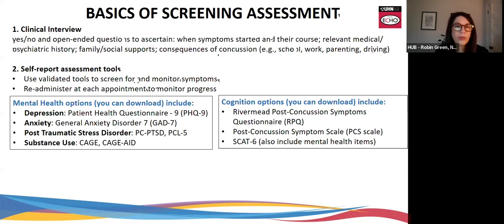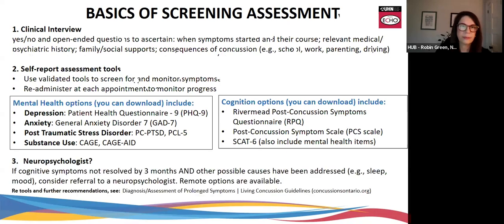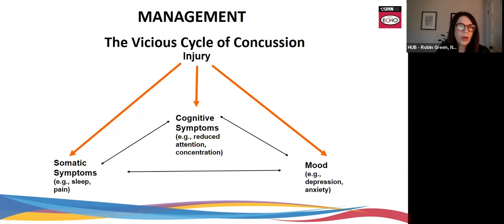Here are some self-report tools that you can download for free for both mental health and cognition. In the event that cognitive symptoms persist after a 3-month period and other possible causes of those cognitive symptoms have been addressed, like sleep and mood, you should consider referral to a neuropsychologist. And it's important to know that remote options are available these days for assessment. Okay, Leslie, over to you for management.